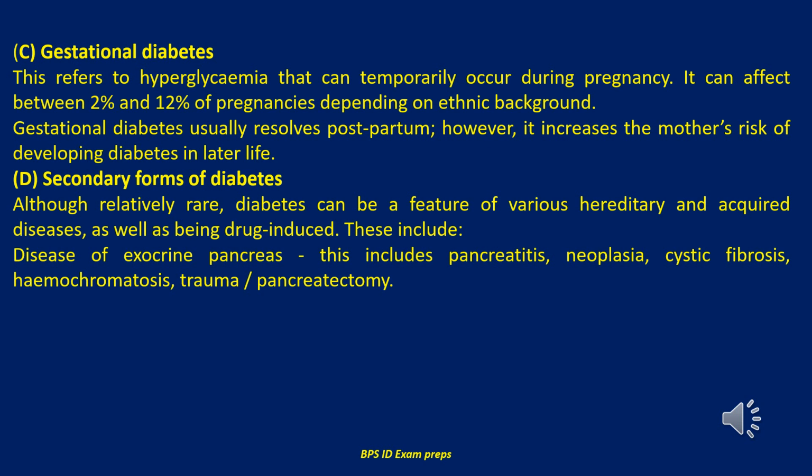Regarding secondary forms of diabetes, although relatively rare, diabetes can be a feature of various hereditary and acquired diseases, as well as being drug-induced. These include disease of the exocrine pancreas. This includes pancreatitis, neoplasia, cystic fibrosis, hemochromatosis, trauma or pancreatectomy.